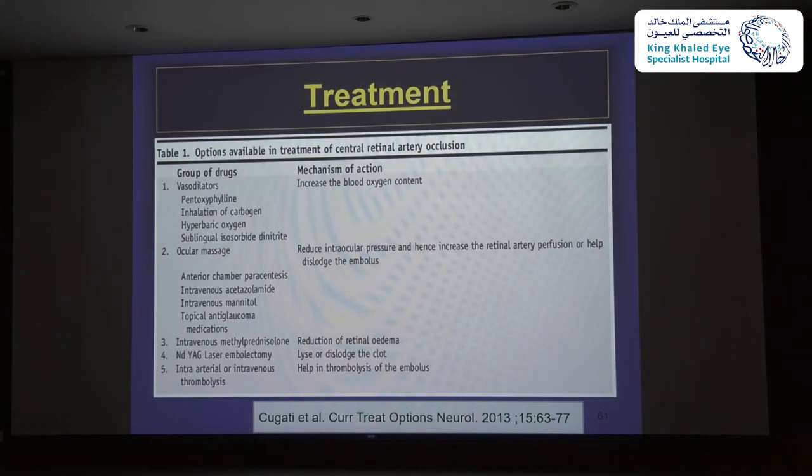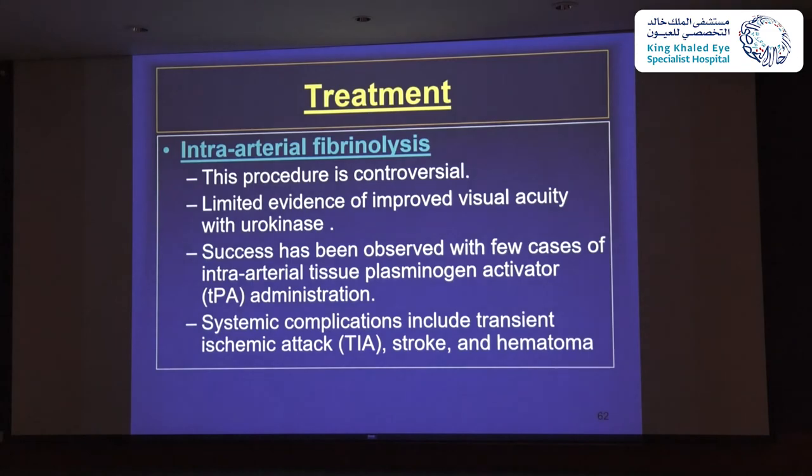And this needs really good centers with hematologists around you, because this is not free of complications, especially when you have a patient at this stage and it leads to hemorrhage in the brain, the patient might be affected badly. This is how we do the intra-arterial fibrinolysis, and usually the evidence is limited, and success has been observed in a few cases of intra-arterial tissue plasminogen activator administration. Systemic complications include transient ischemic attacks, stroke, and hematoma. So we have to do it in very well-facilitated centers with experts.